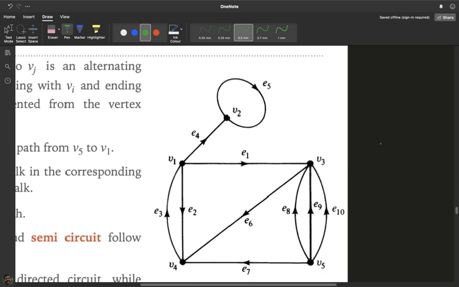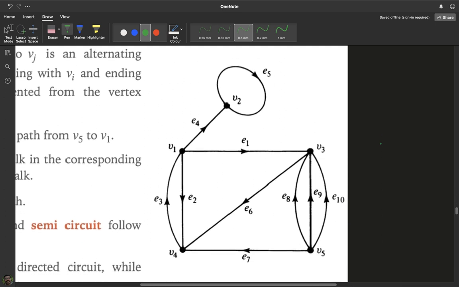Let us look at this figure, this graph here. Suppose I am going to write a walk here. Suppose V5 is going through E8 to reach V3. I started from V5, and I am going through E8 to reach V3. So this is actually a walk from V5 to V3. It's a very small walk. And it is a directed walk, because it is going as per the directions of the edges.